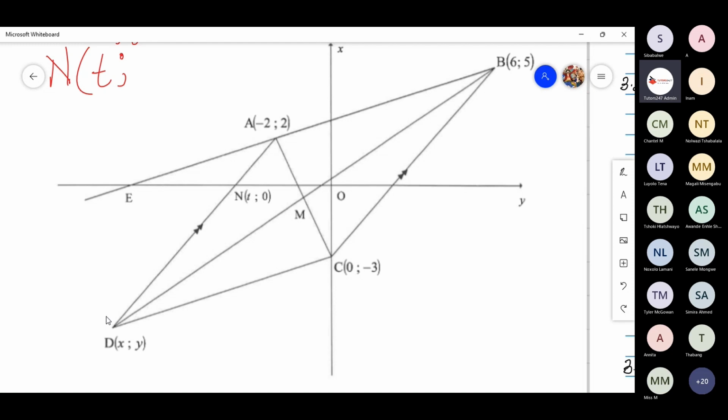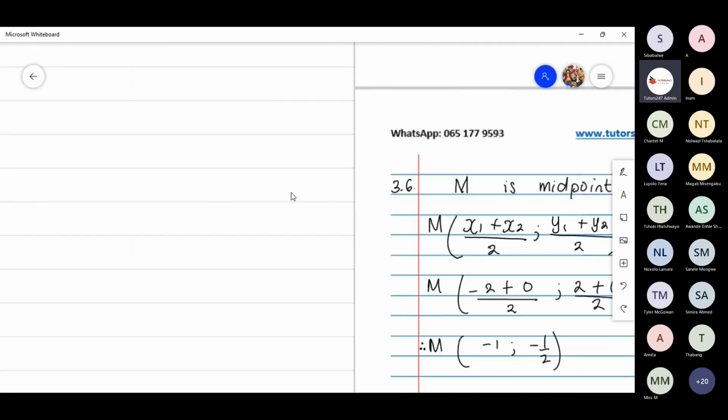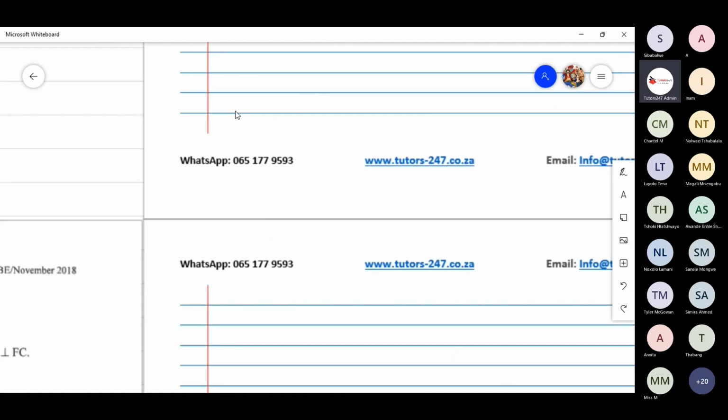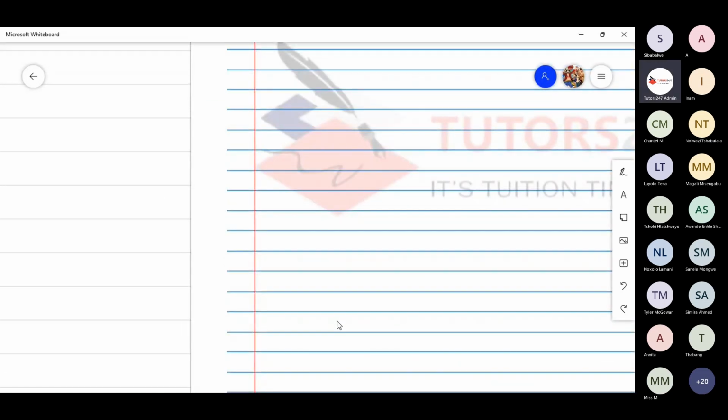Okay, so let us try and determine the coordinate of D using the midpoint formula, and let us see if the value of D using our midpoint formula is the same value of D that we previously got. That'll be confirmation that our previous answer of D was in fact correct. So just make a note that this is not part of the question.